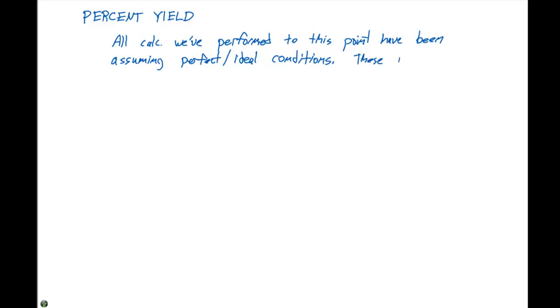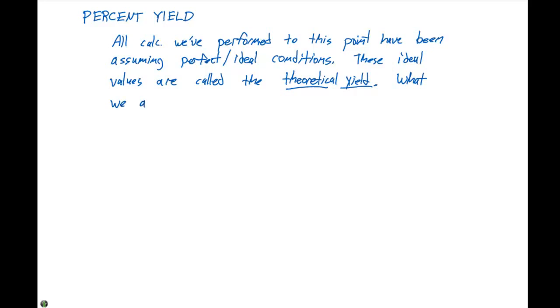These ideal values are called the theoretical yield. What we actually obtain in the lab is known as the actual yield.